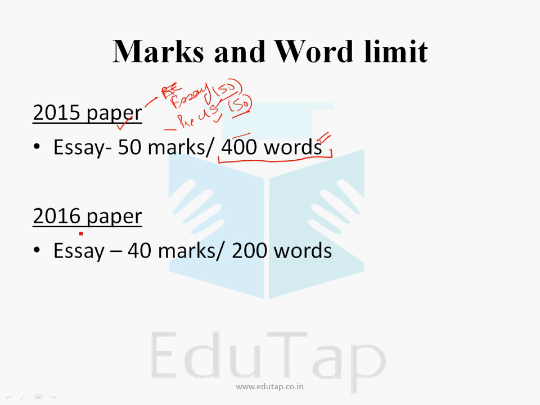If we come to the 2016 paper, first of all, three things were asked. One was essay, second was précis, and third was reading comprehension. The contribution of essay reduced from 50 marks to 40 marks, and the word limit reduced from 400 words to just 200 words. So essay was worth 40 marks, précis was worth 30 marks, and reading comprehension was again worth 30 marks. This thing is very important, that the word limit reduced from 400 words in 2015 to just 200 words in 2016. Right, the topics remaining the same. Now on a similar topic you had to write half of the words, right? 400 to 200.